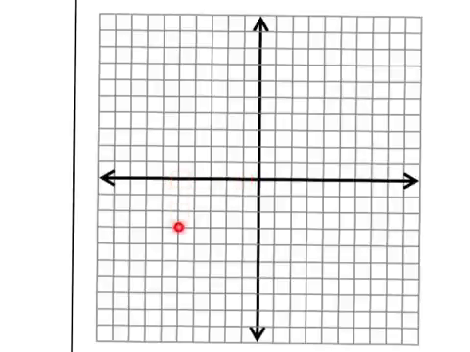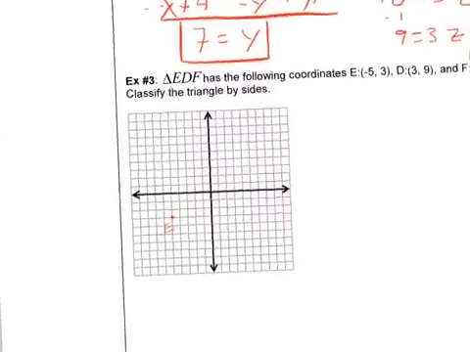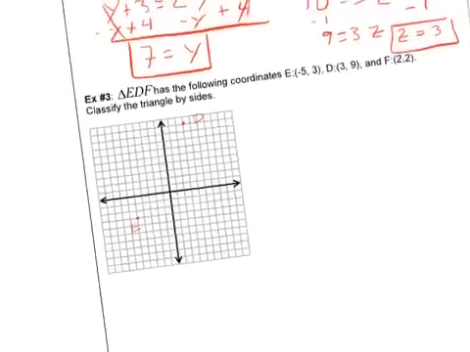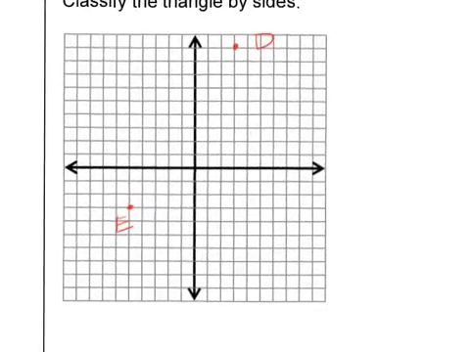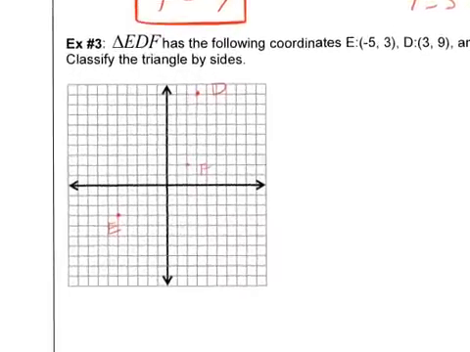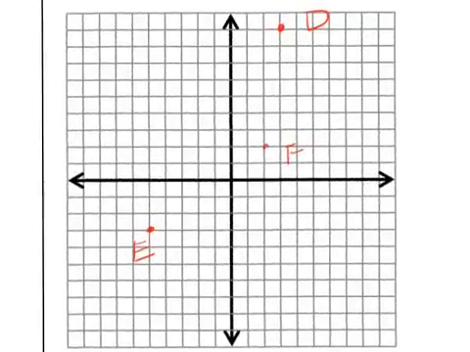Let's see, negative 5, 3, that's right there. My marker out and mark that. That's E. Okay, the next one is at 3, 9. So I'm going to go over 3 and up. 2, 3, 4, 5, 6, 7, 8, 9. I believe that was D. And the last one is F at 2, 2. Yep. Okay. And now that we have them all plotted, we're going to connect the dots to make the triangle.